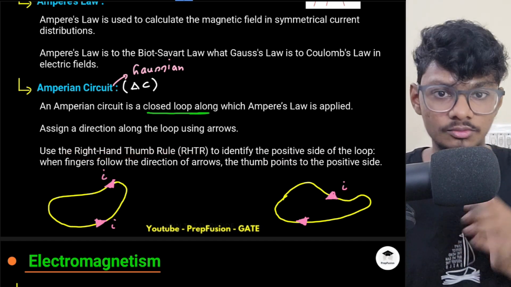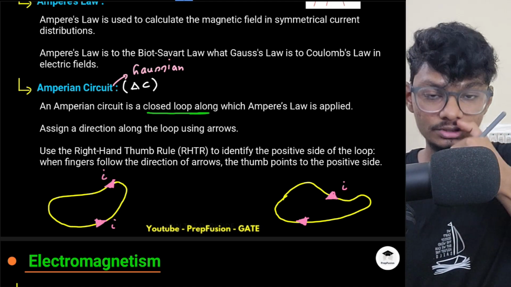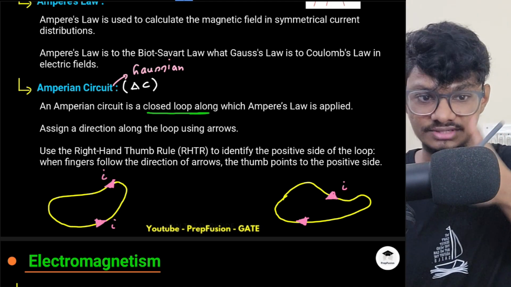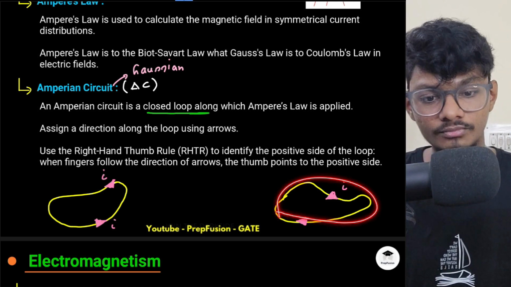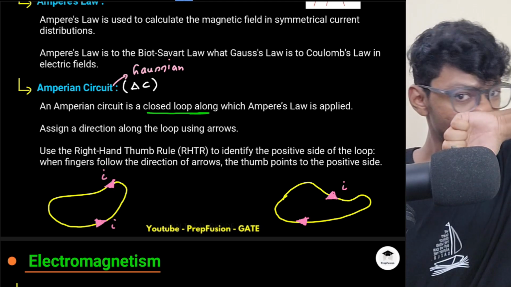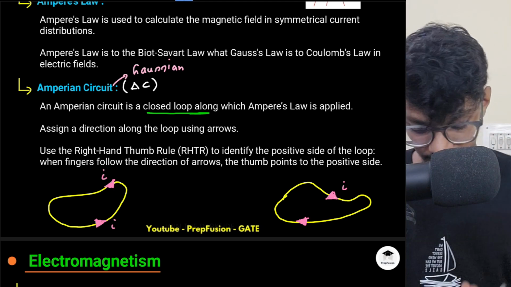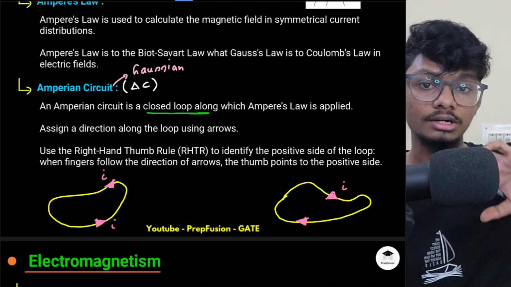If I use the right hand thumb rule, I will just curl my fingers and I'm pointing upwards. Pointing upwards means it is the positive side. So the upward direction is the positive side. Again, for this case, if I am pointing like this, it is downwards, right? So the downward is the positive now. Here, for this loop, the up is positive. For this loop, the down is positive.